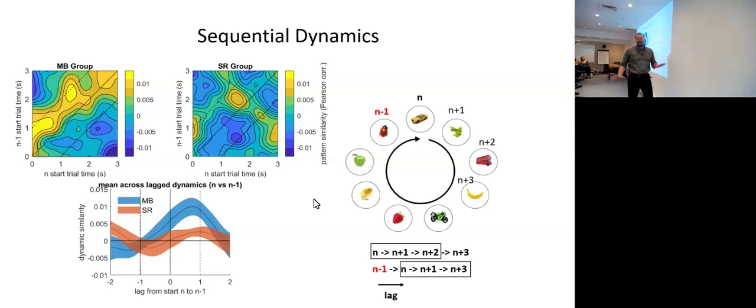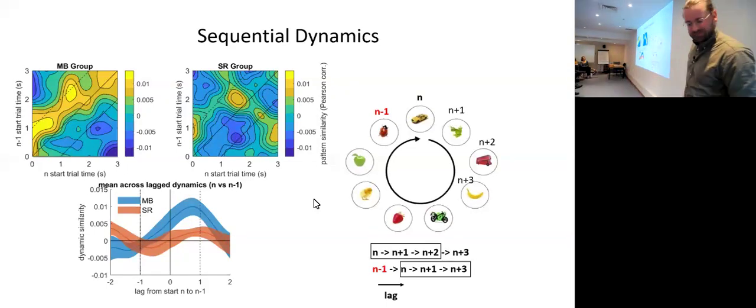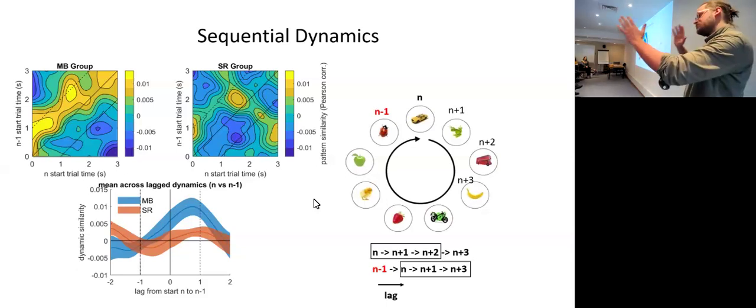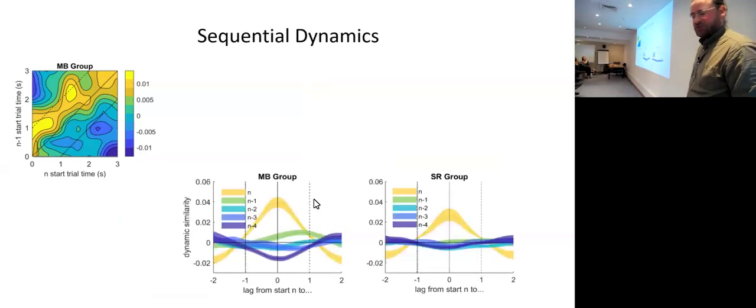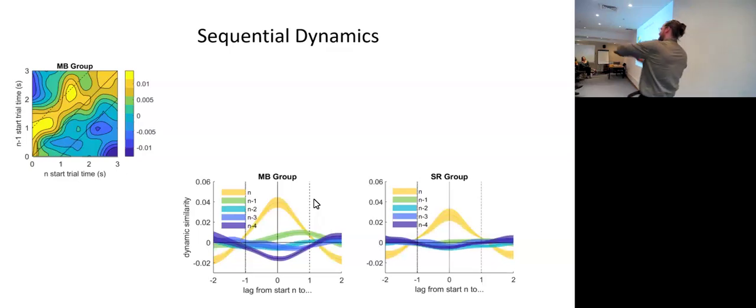And what you see is that in the range roughly 0 to 1, it looks like it bleeds over, but that's actually due to smoothing. In the range 0 to 1, in the model-based group, there's a lot more of this forward sequential dynamics. And you can also do this analysis, not just doing the n versus the n-1, but you can do it with the n-2, the n-3, n-4.